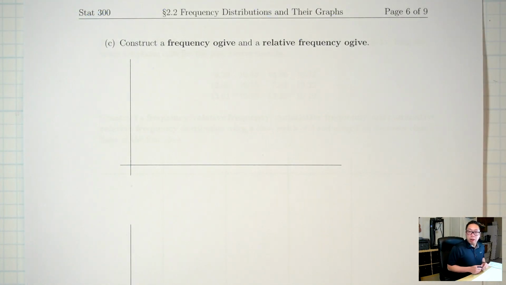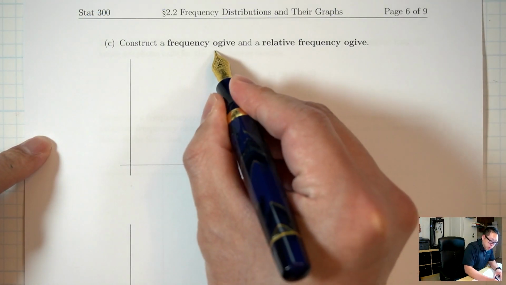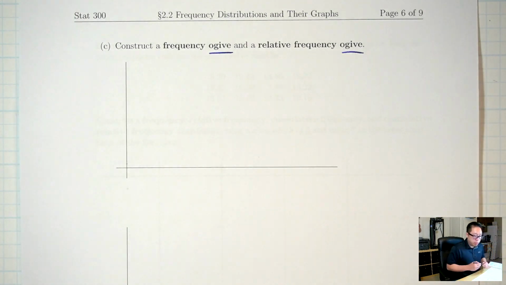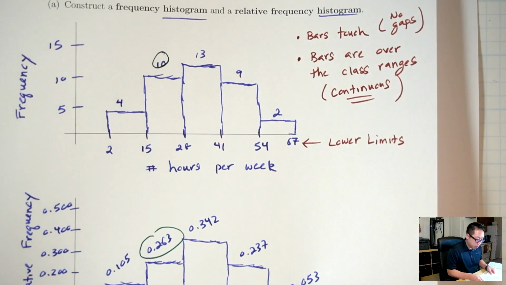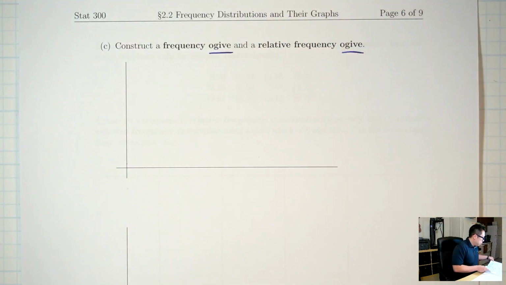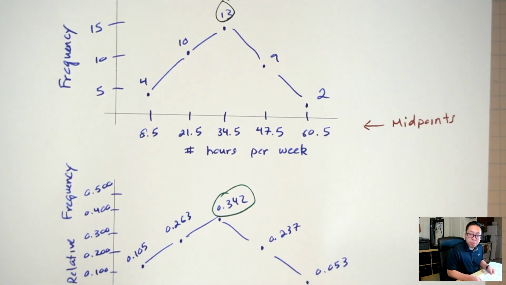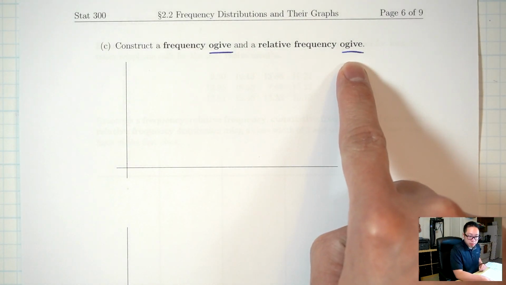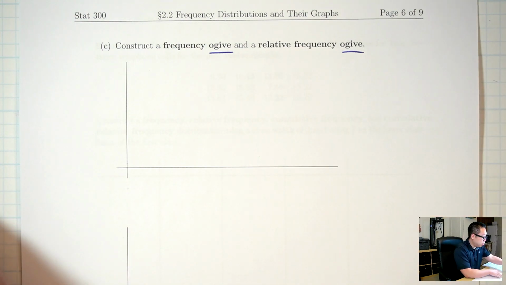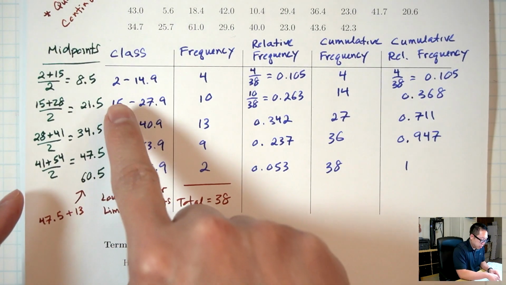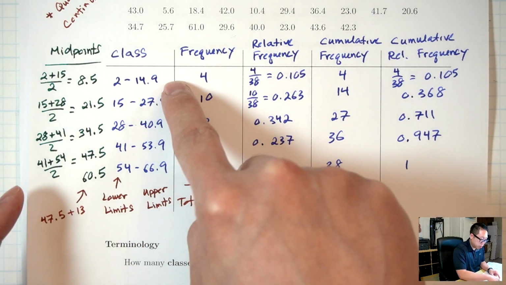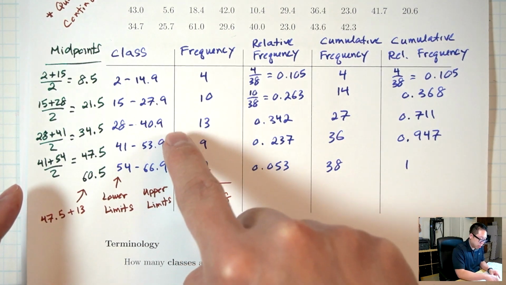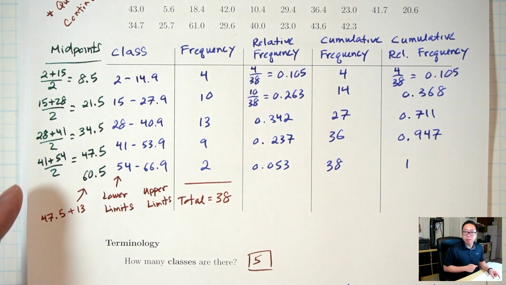The last type of graph is an ogive. So for histograms, we put lower limits on the x-axis. For polygons, we put midpoints on the x-axis. For ogives, we put upper limits on the x-axis. Okay, so upper limits being the upper of the ranges. So 14.9, 27.9, 40.9, 53.9, and 66.9.